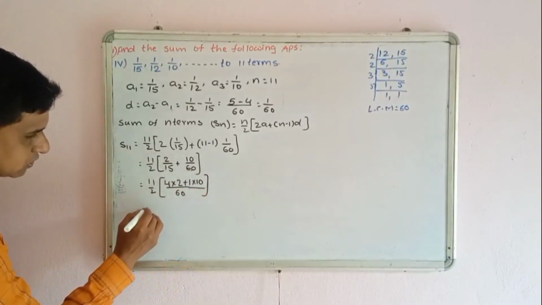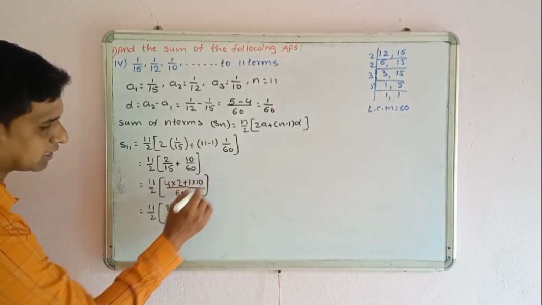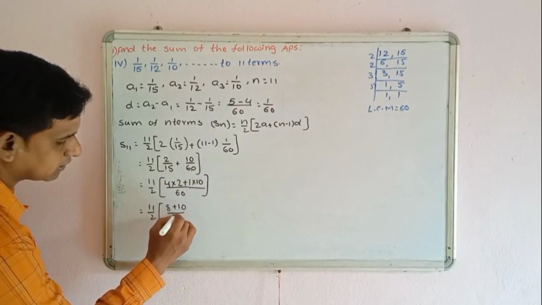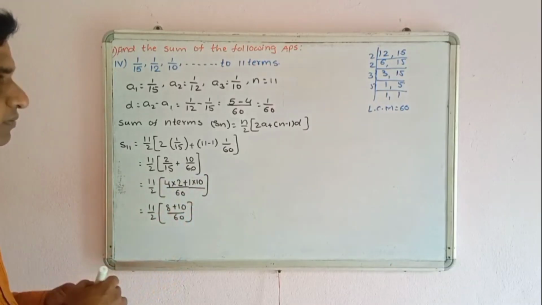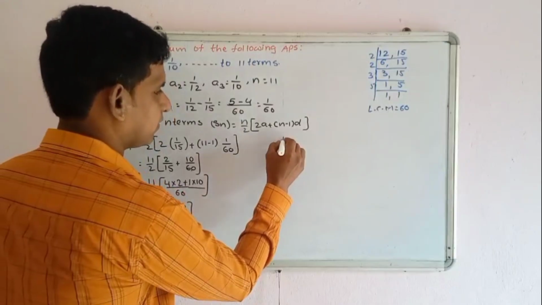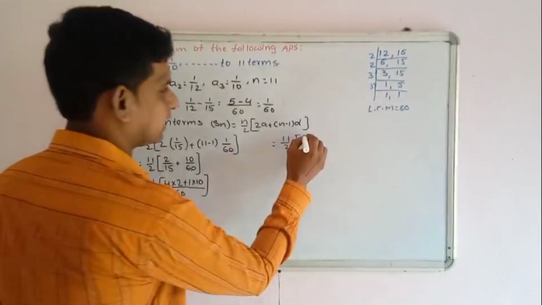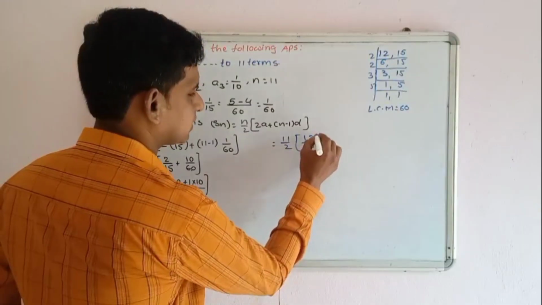Okay. That equals 11 by 2. 4 2s are 8. 1 10s are 10 by 60. Okay. Next one. That equals 11 by 2. 8 plus 10 is 18. 8 plus 10 is 18 by 60.